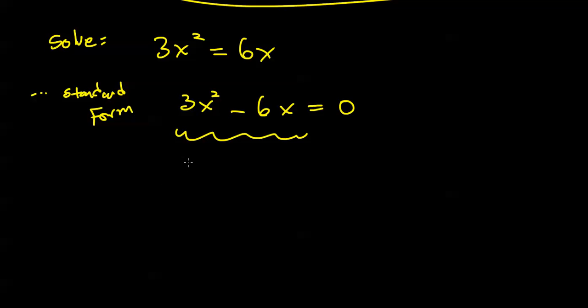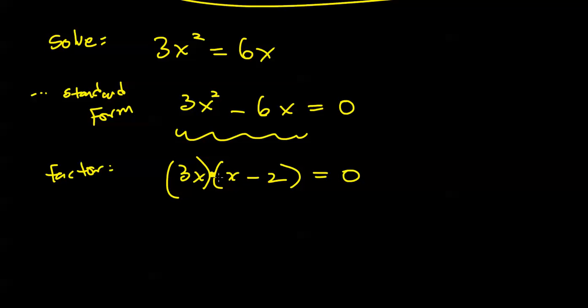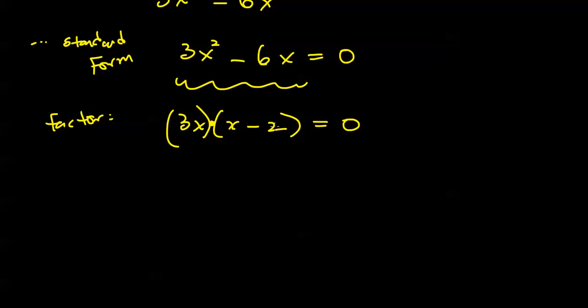That's a GCF factoring, is it not? I can factor out a 3x out of that expression. I get 3x times x minus 2 equals 0. So I can still factor using GCF factoring, and again I now have a product of factors equaling 0. I'll invoke my zero product rule. I'll claim either 3x equals 0 or x minus 2 equals 0.